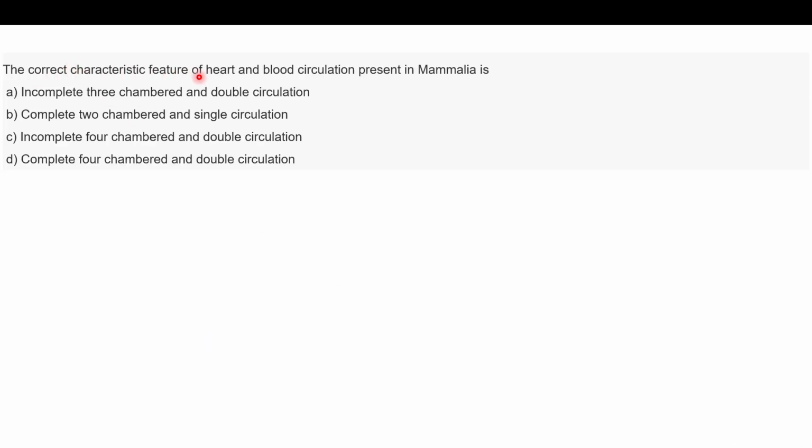Now, the correct characteristic feature of heart and blood circulation present in mammalia is, can anyone answer? It's being talked about us humans, like we belong to the group mammalia. So the correct answer will be a complete four-chambered heart and double circulation.